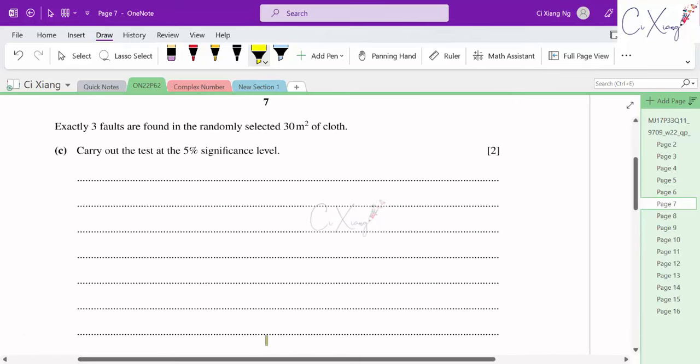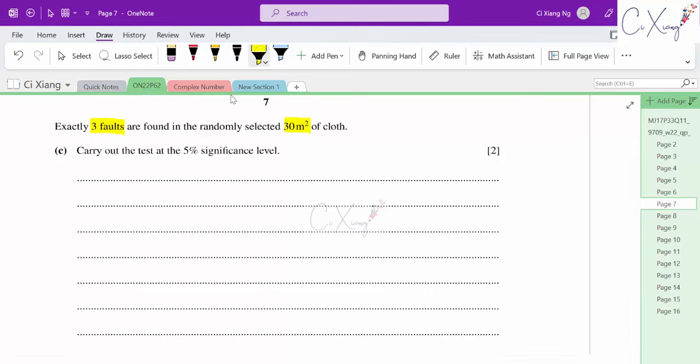Okay, so for part C, they are saying that exactly 3 faults are found in the randomly selected 30 meter square of growth, and then they want us to carry out the test at the 5% significance level. So at 5% significance level, we know that our rejection region is actually at x smaller equals to 2. And then you realize that x equals to 3 already lies outside the rejection region.